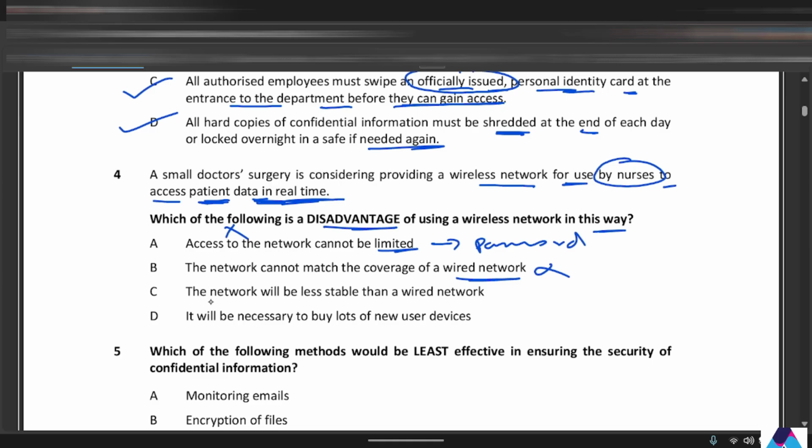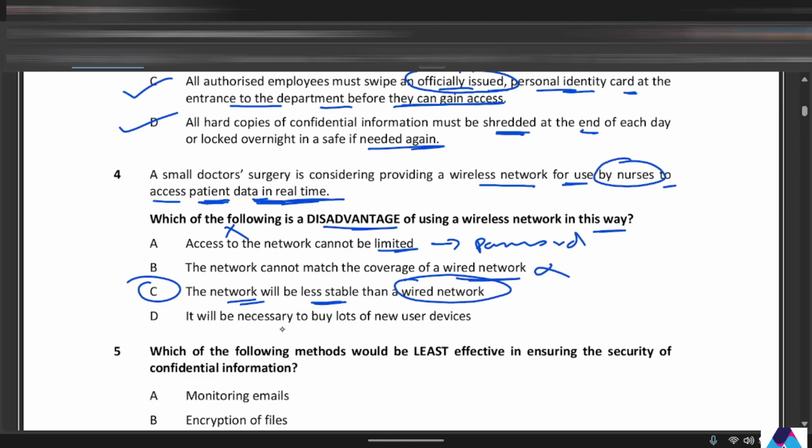Part number C says the network will be less stable than a wired network. So yes, this is correct. This is a disadvantage. Though Wi-Fi covers a big area compared to the wired network, obviously when it's wireless, it will have a little less stable network as compared to the wired network. So yes, that is correct.